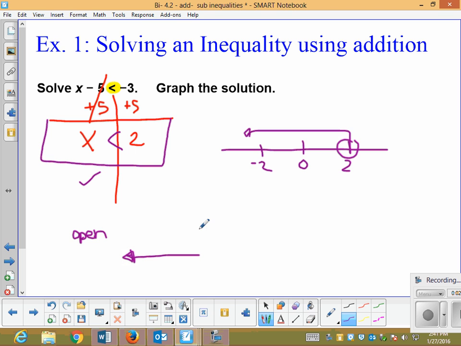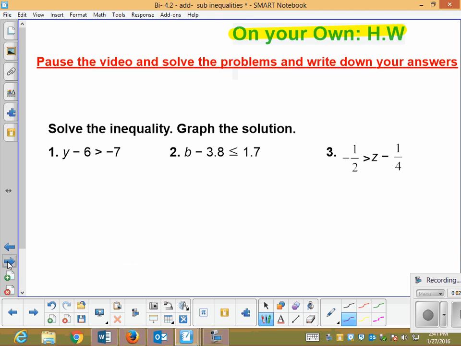That's it. Again, solving an inequality is very similar to solving an equation. You do the same thing you would in an equation, except instead of an equal sign, you have an inequality and you have to graph. Let's go ahead and have you try examples 1, 2, and 3. There are some decimals and fractions in these, so be careful.